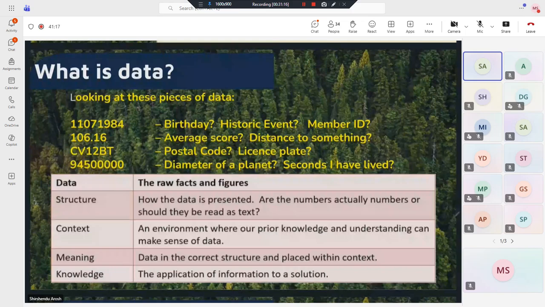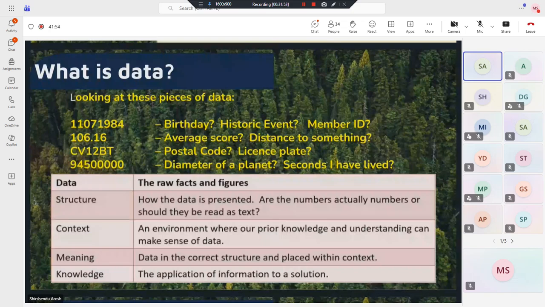Next is the context: in what context are you using this particular data? The environment should be prior knowledge to you, to understand what kind of data you are being provided. Of course, if I say CV1 to BT in a cyber security region or some cryptic scenario, the sense would be different. If I talk about a postal code or a card number, the meaning would be different. So the context of the data, the understanding of the data, is very important.